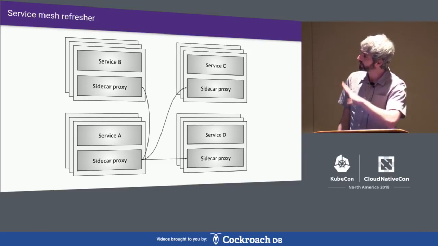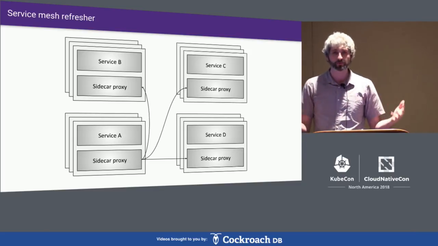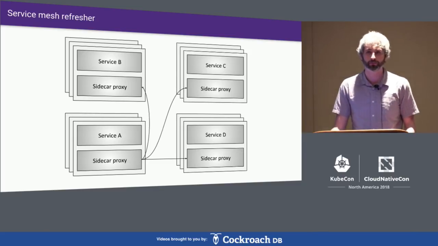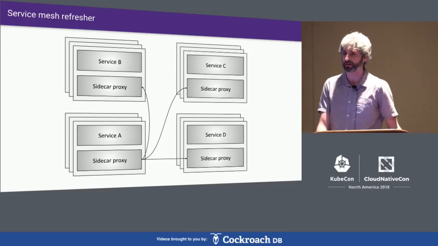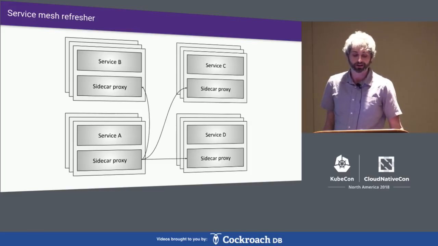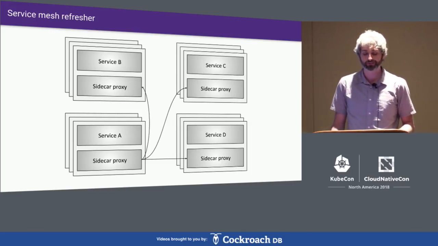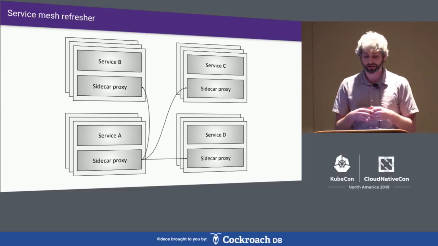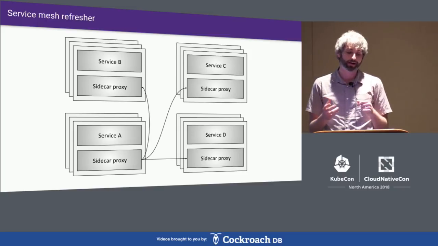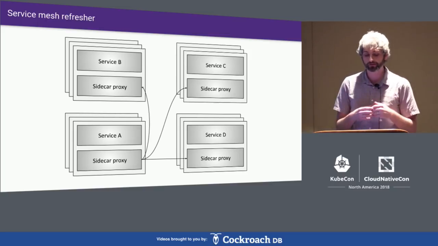So this is a service mesh refresher. Service mesh is very buzzy these days, so I'm sure that many of you have at least been exposed to this a little bit. The idea behind the service mesh is that we have a proxy that is co-located next to every application. So in this case, we have service A, B, C, and D, and there's a sidecar proxy that's co-located with that service.